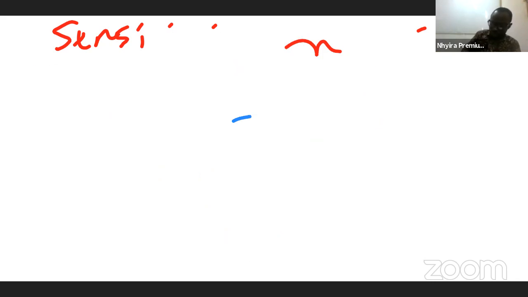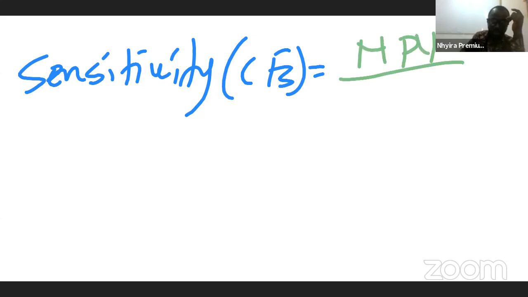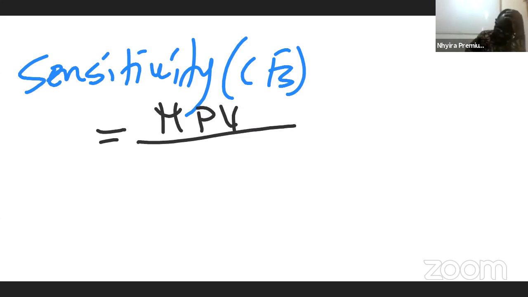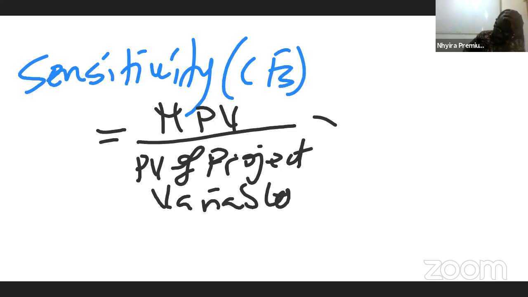So let's go. Now, traditionally, when we are calculating the sensitivity of cash flows, it's simply going to be the NPV that we had divided by the present value of the project variable, times 100. So this is how we calculate the sensitivity of cash flow.